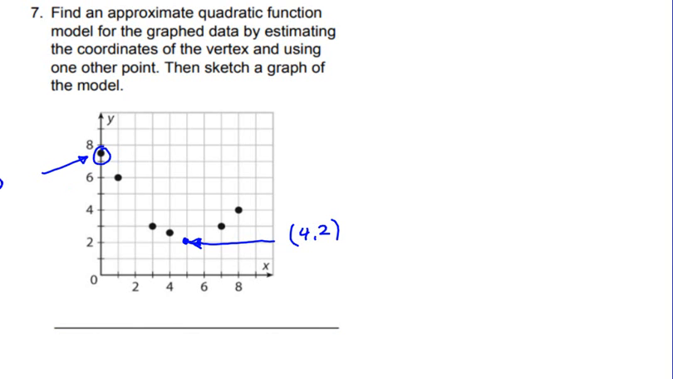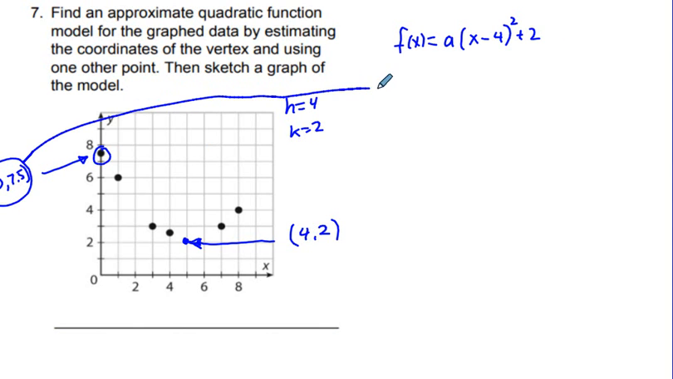I'm going to call that 0, 7.5. So now we're going to write a function here, f of x equals a, which we don't know yet, times x minus h squared plus k, where h is equal to 4, k is equal to 2, so we have x minus 4 squared plus 2. And now we're going to use this 0, 7.5 right here. So I'm going to put 7.5 is equal to a times 0 minus 4, 0 substituting for x, squared plus 2.